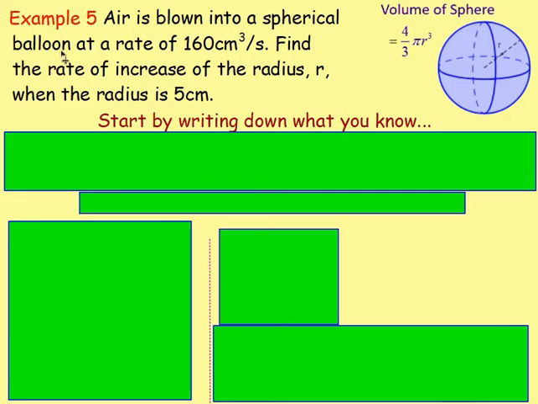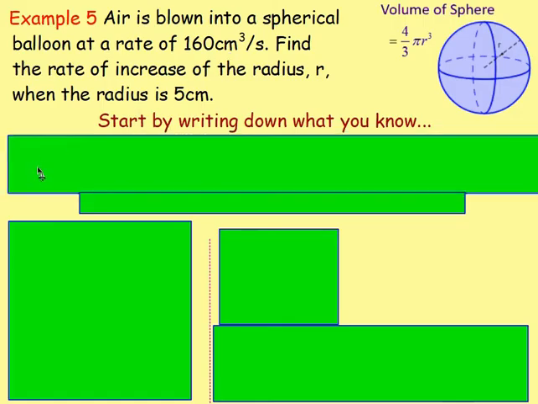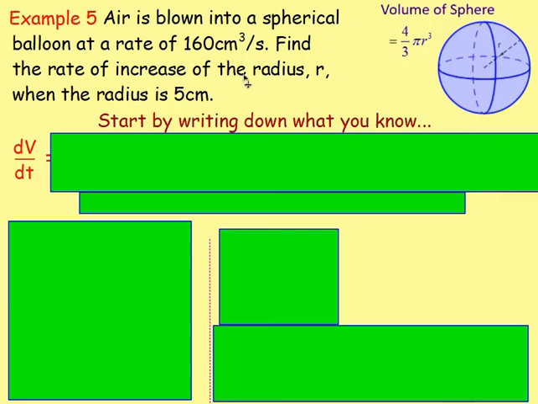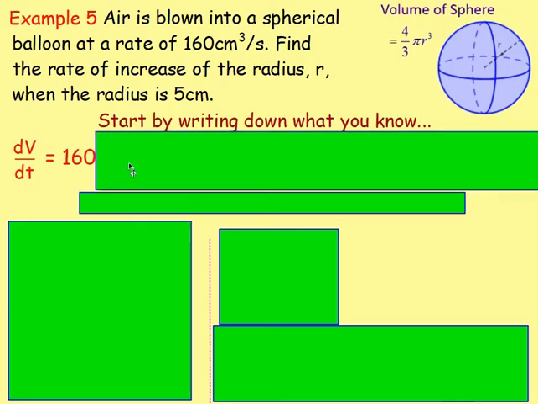Read the question. Air is blown into a spherical balloon at a rate of 160 cubic centimeters per second. Because it's blown in at that rate, well, it's 160 cubic centimeters, which is going to be the volume. So the volume is going to be changing. So it's the rate of change of the volume with respect to time, s is for seconds, that we have. So dV by dt would equal 160.